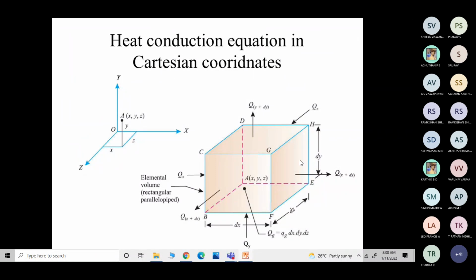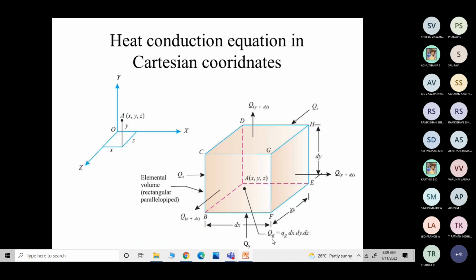So this is the rectangular parallelepiped, which is the solid. Along the x-axis, Qx is the heat energy which enters the solid, and Qx plus dx is the heat which is conducted out of the solid. Similarly, along the y-axis, Qy, and the heat energy leaving the solid along the y-axis is Qy plus dy, and similarly in the z-axis Qz, and Qz plus dz is the energy which is conducted out of the solid. So this applies along all three axes, x, y, and z.